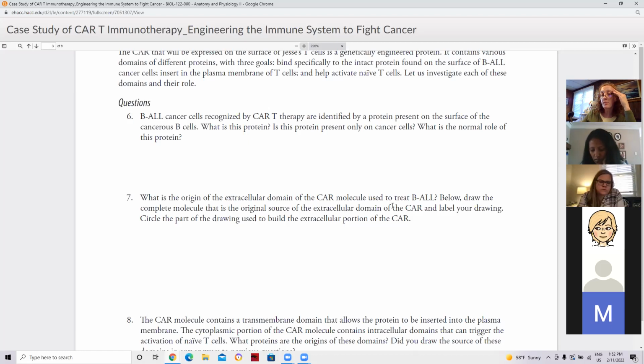Does that work? Yeah. Okay. What is the origin of the extracellular domain used to treat BAL?